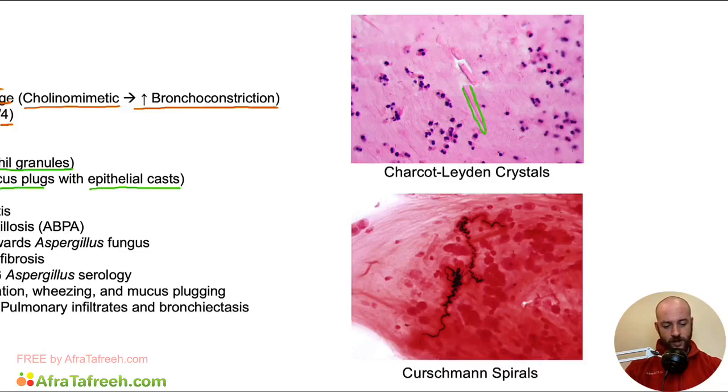So if we just take a look at these histology images here, we can see these crystal structures. These are called Charcot-Leyden crystals, and they're basically made of eosinophil products. And in the bottom picture, we can see these spirally black figures. These are Kirschmann spirals, and they're made of mucus plugs with epithelial casts.